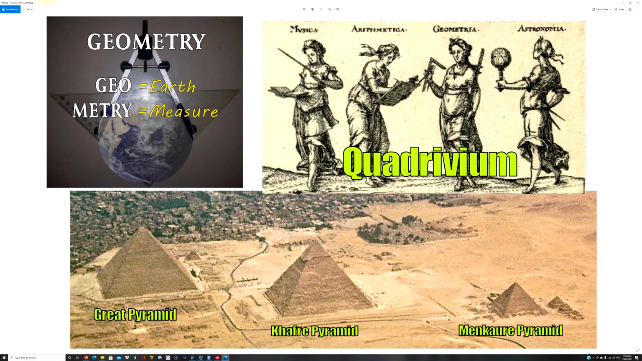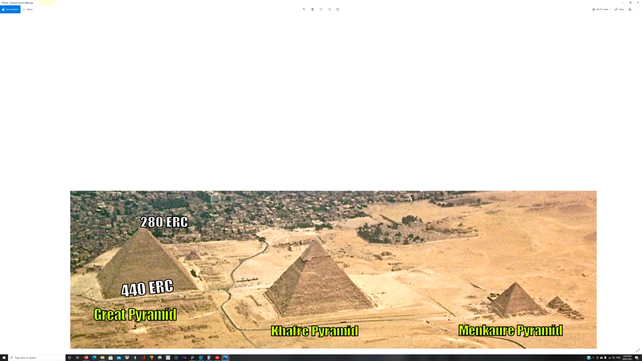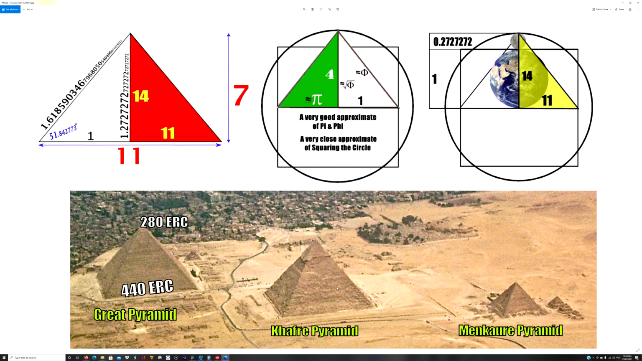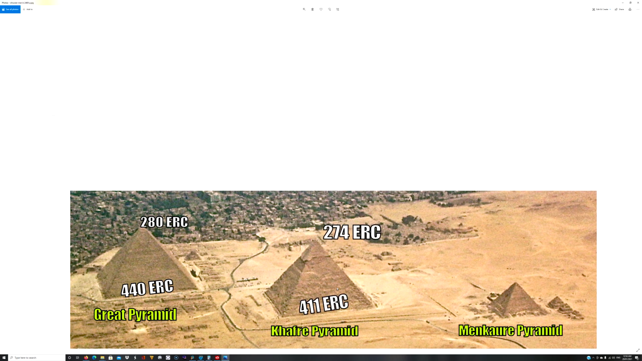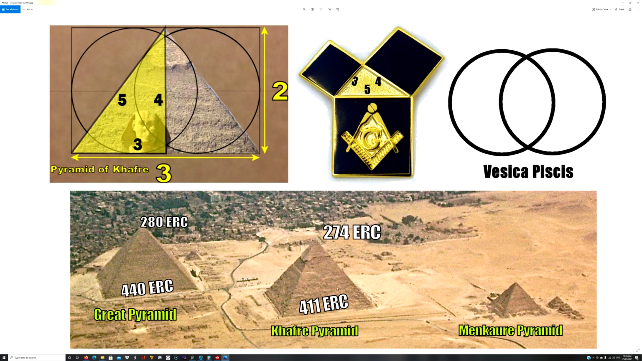So back to the Great, Khafre, and Menkaure pyramids. Great Pyramid, 440 by 280 Egyptian royal cubits high. That's a 7 to 11 proportion. Khafre Pyramid, 411 cubits wide, 274 high. That gives us the 2 to 3 ratio, which gives us a 3, 4, 5 triangle, and the Vesica Piscis. So to draw the Khafre pyramid, just draw a Vesica, enclose it in a rectangle. You'll get the 3, 4, 5 triangle.